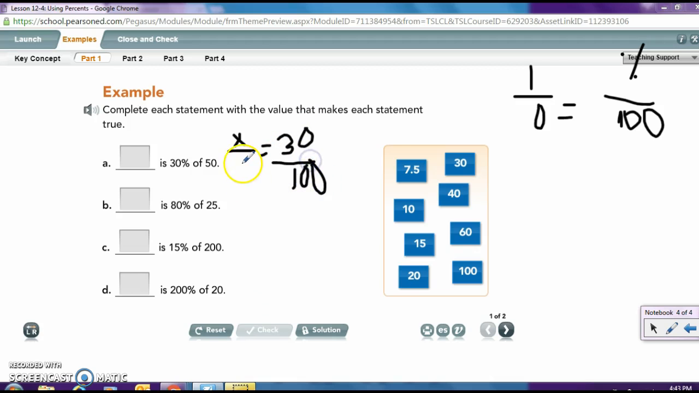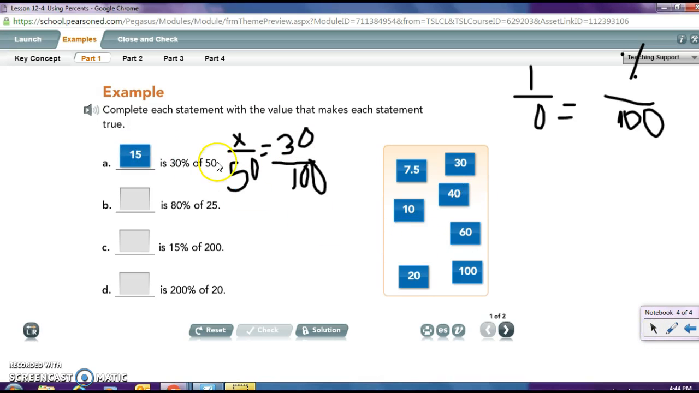Of 50. Well, now I need to figure out what goes here. It's 50 because it says of 50. Okay, how do I get from 50 to 100? Well, 50 times 2 is 100, or going the opposite way, 100 divided by 2 is 50. So 30 divided by 2 will give me my 15.